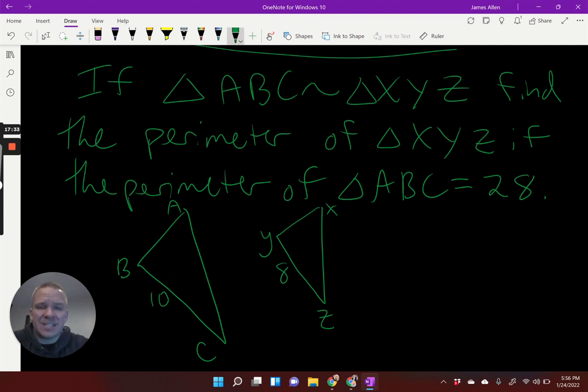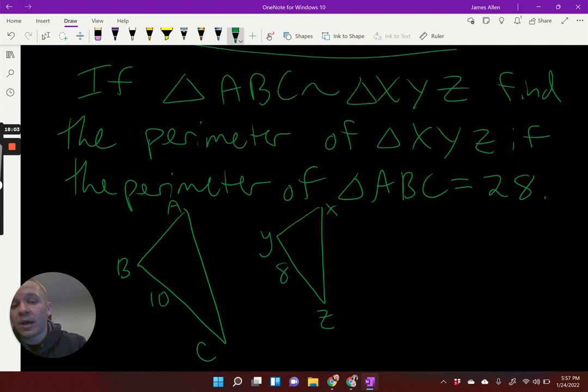If triangle ABC is similar to triangle XYZ, find the perimeter of triangle XYZ if the perimeter of triangle ABC is 28. All right, interesting. All we've got are 2 sides and a perimeter. But if I do recall, we learned something pretty dope in class. If my triangles are similar, then their sides are proportional, and so are their perimeters, right?